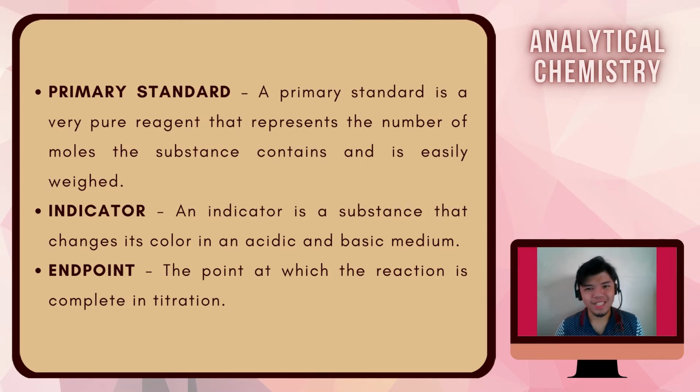A primary standard. A primary standard is a very pure reagent that represents the number of moles the substance contains and is easily weighed. A reagent is a chemical used to cause a chemical reaction with another substance. Often, reagents are used to test for the presence or quantity of specific chemicals in a solution. Indicator. An indicator is a substance that changes its color in an acidic and basic medium. An indicator shows one color in an acidic medium and a different color in a basic medium. Lastly, endpoint. It is the point at which the reaction is complete.